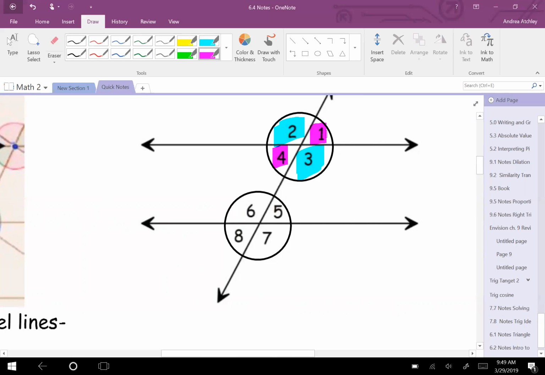This and this are congruent. Here and here. You definitely do want two different colors. And then here and here. If you don't have different colors, find some, borrow some, but it will make it a lot easier for you guys to look at.